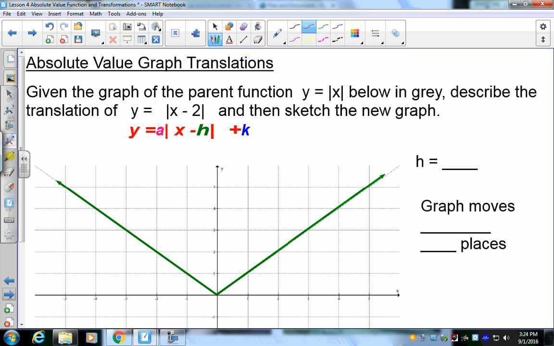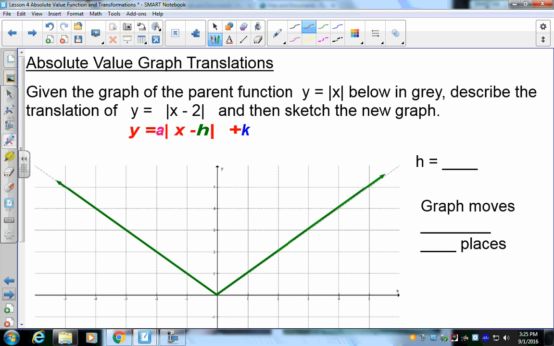All right, so let's take a look at some graphs. All right, so we're given the graph of the parent function in gray. It's already put there for me. All right, so we need to describe the translation of y equals the absolute value of x minus 2 and then sketch our new graph.